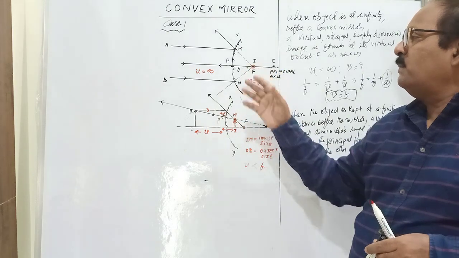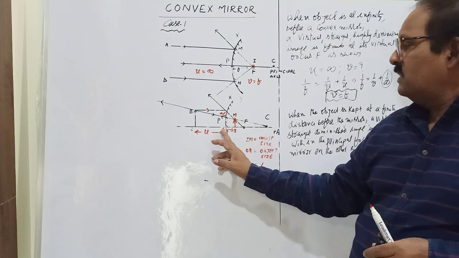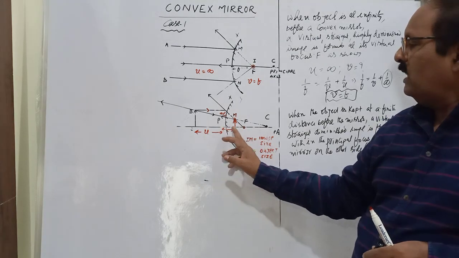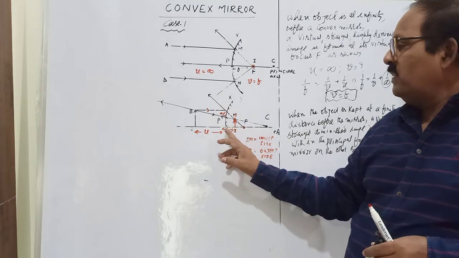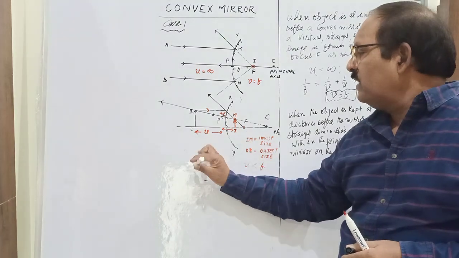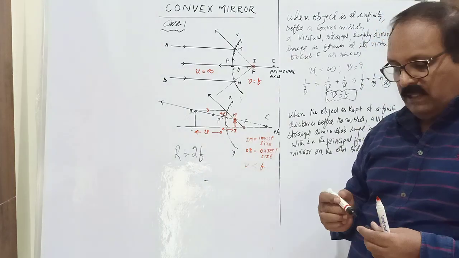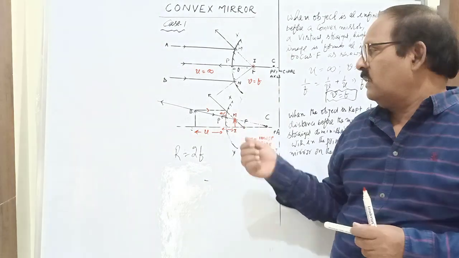So for the convex mirror you can write: distance of the object is what? Negative. Distance of the image is what? Positive. Focal length is what? Positive. Radius of curvature is what? Positive. Because radius of curvature is always equal to what? Twice the focal length. That can also be proved easily.